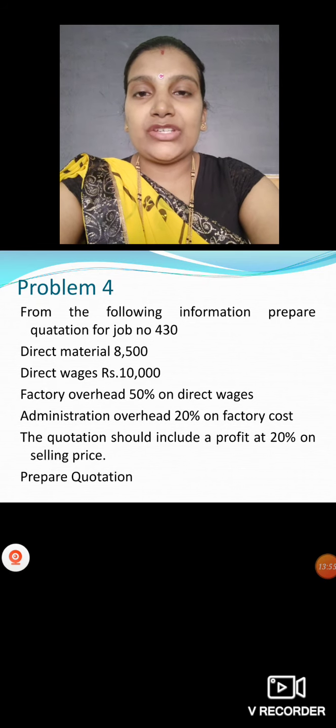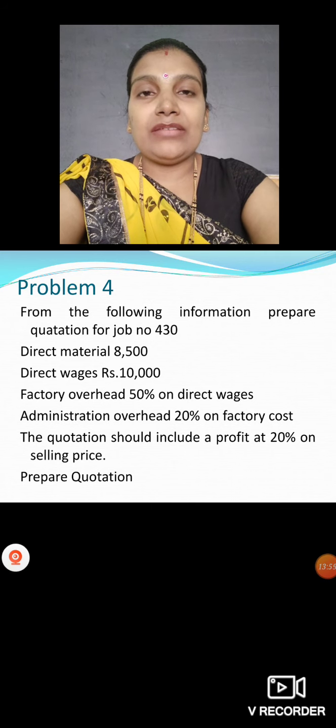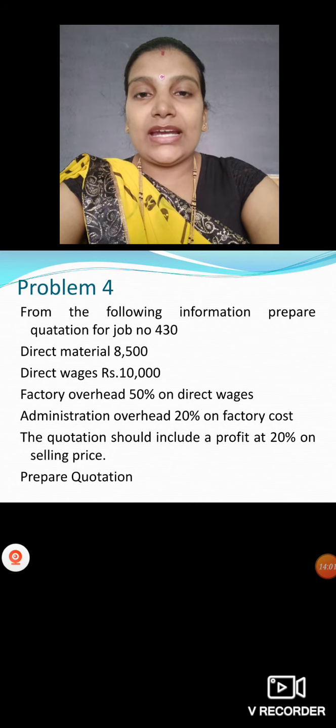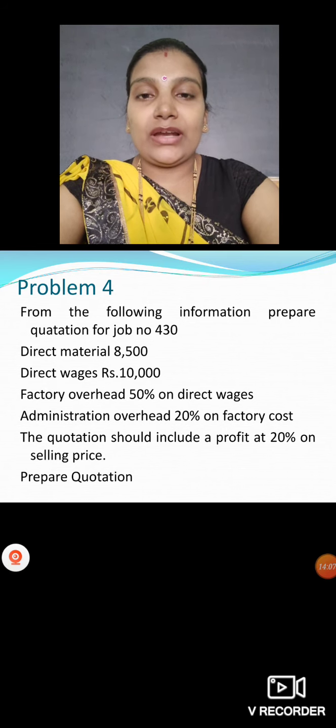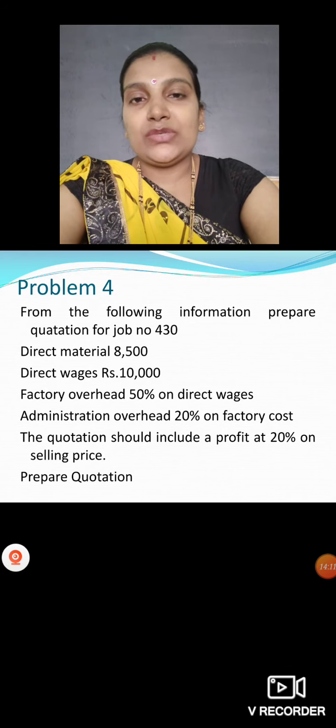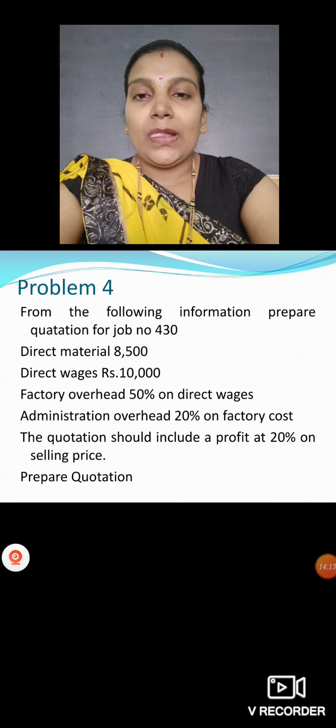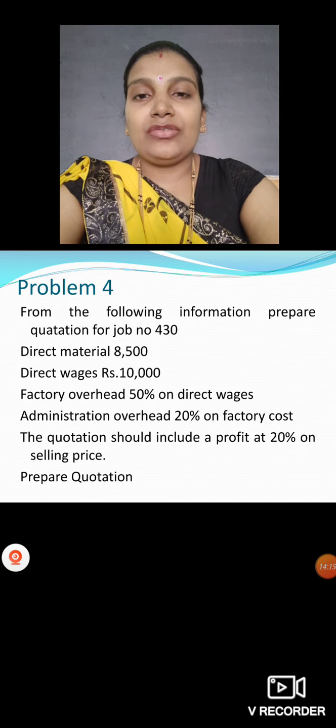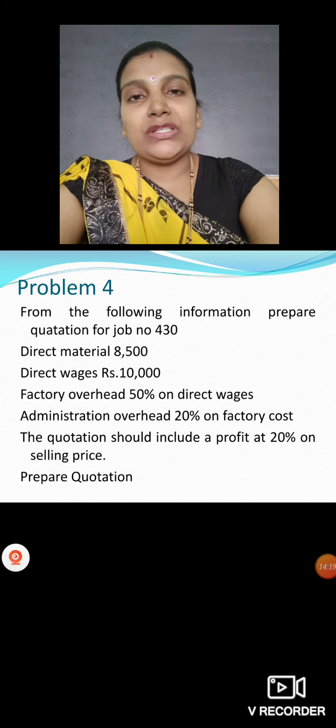From the following information, prepare quotation for job number 430. Direct material you have 8,500. Direct wages 10,000. Factory overhead 50% on direct wages. Administration overhead 20% on factory cost. The quotation should include 20% of selling price, means 1 by 4 on cost you should take. Okay, factory overhead 50% of direct wages you should take. Then administration 20% of factory cost means works cost.